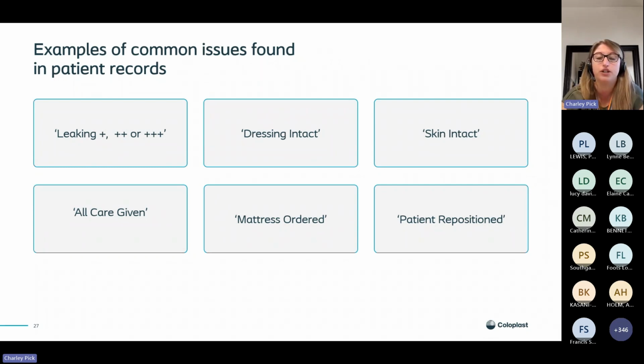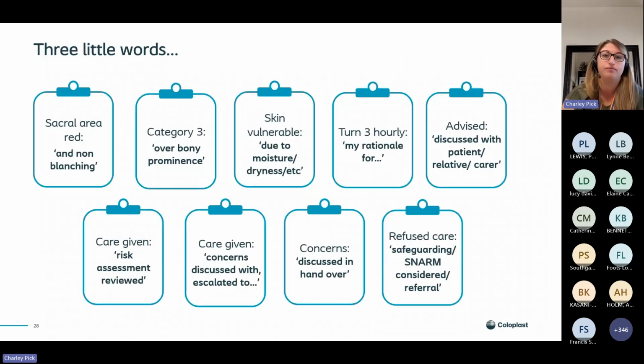And patient repositioned. That's brilliant that the patient is being repositioned, but where are they repositioned to? Are they levitating in the air, which would be great for all of our patients that have pressure ulcers? However, we can't get our patients to levitate. So where have they been repositioned to? Are they repositioned onto their left side, on their right side? Have they been sat out in the chair? Do you need to use cushions or wedges to be able to reposition that patient? So be more specific about what it is that you've done.